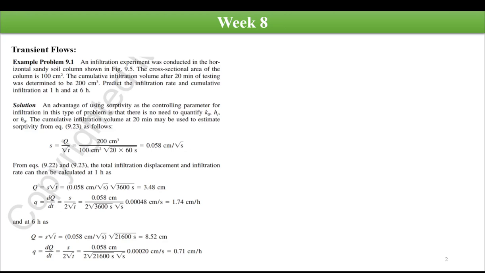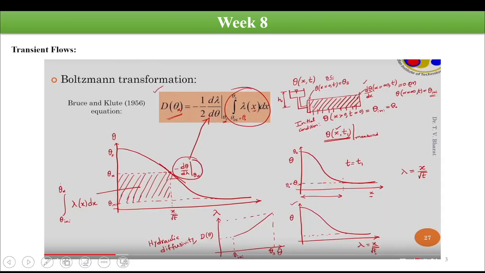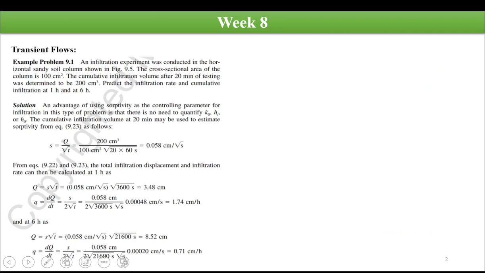As we go into week 8 of the content, we'll be starting by solving an infiltration problem, which was discussed in the theoretical class. The problem says that an infiltration experiment was conducted in the horizontal sandy soil column shown in figure 9.5.